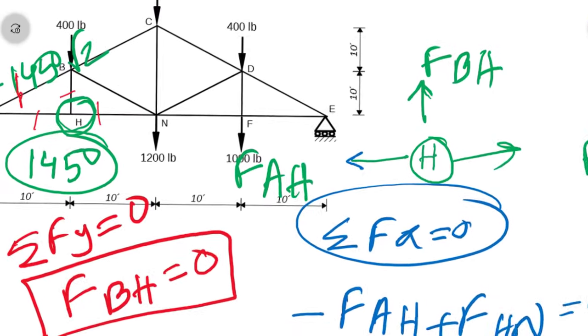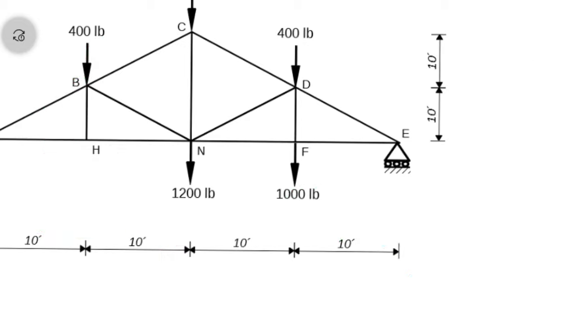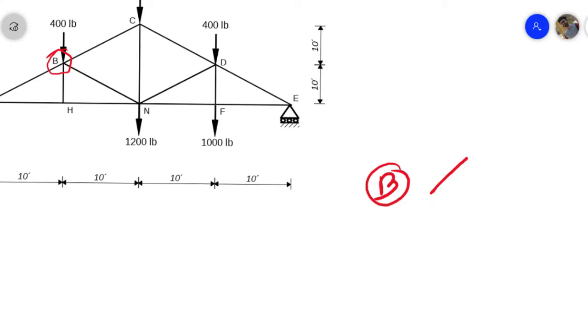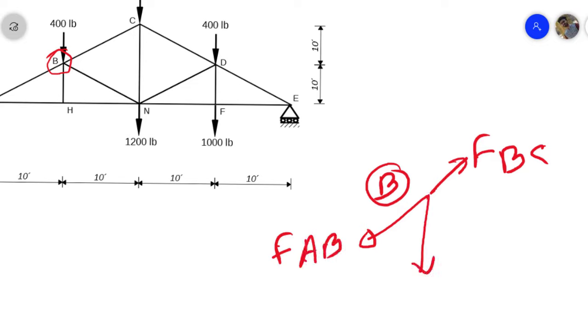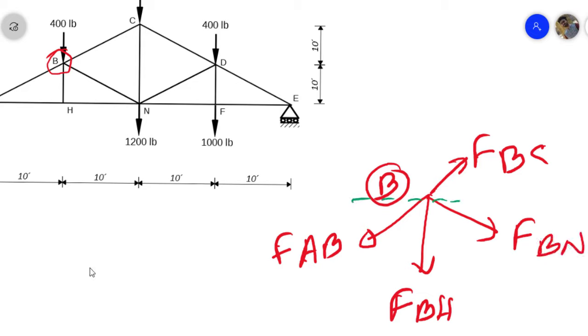Now let's move forward to point B. Let me draw the free body of B point. Okay, so this is B point. In this direction FBC, in this direction FAB, in the vertical direction FBAS, and in the inclined direction FBN. Let me draw the axes here. This is the x-axis and this is the y-axis.